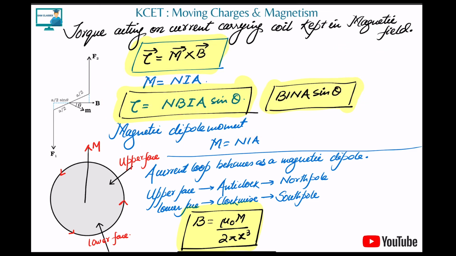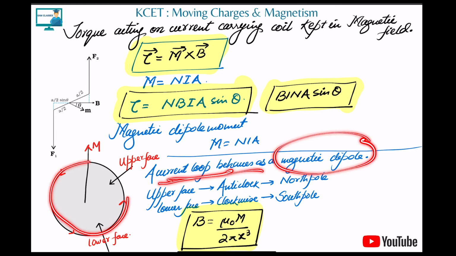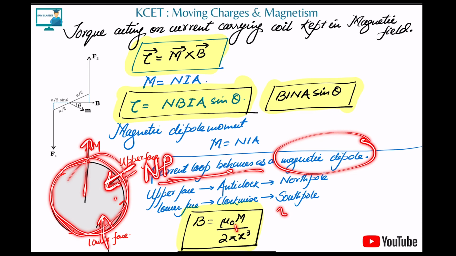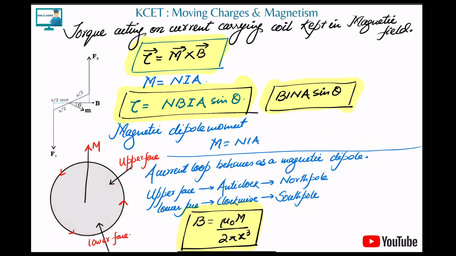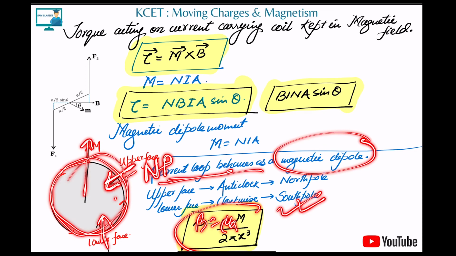Now next, a current loop behaves as a magnetic dipole. This is a circular current loop. What it is doing is behaving as a magnetic dipole. The upper face, where the current is anti-clockwise, is acting as a north pole, and the lower face is acting as a south pole. So the magnetic field is given by the formula B is equal to mu naught M by 2 pi x cube. Clear?